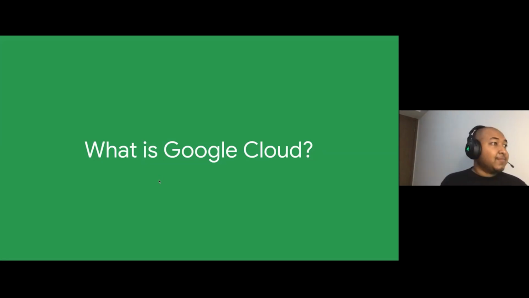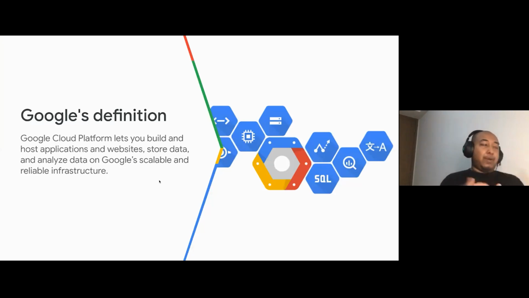So in terms of Google's definition, Google Cloud Platform lets you build and host applications and websites, store and analyze data on Google's scalable and reliable infrastructure. So if you pay attention, you'll be able to store your files, store your data, and then do different types of activities around it. And the most important keyword here is in a secure and a scalable way. Secure and a scalable way. So keep those in mind.